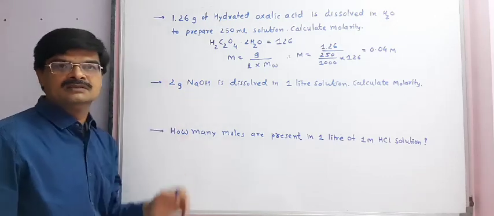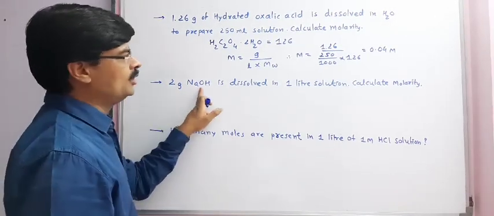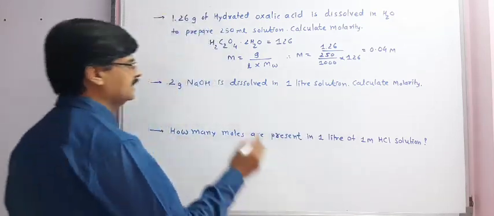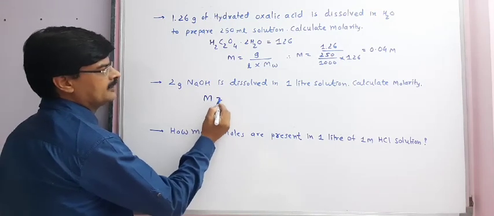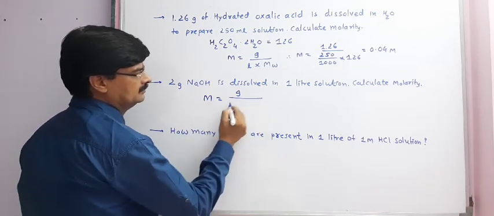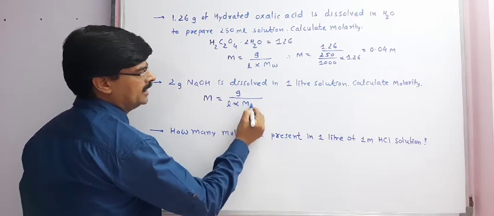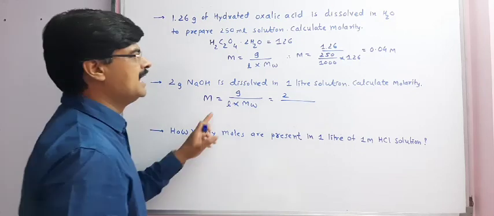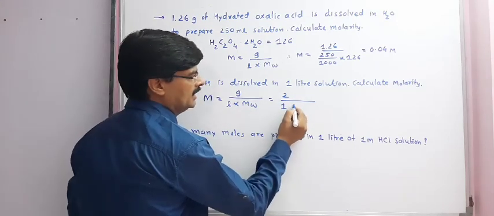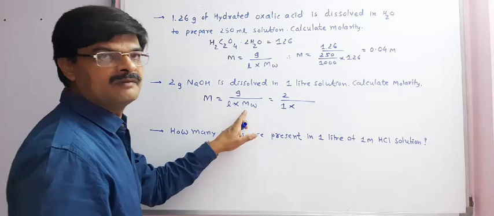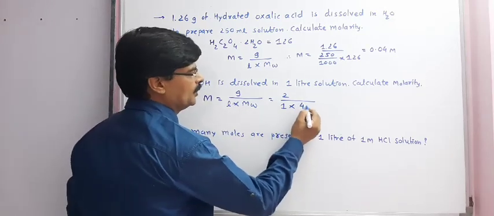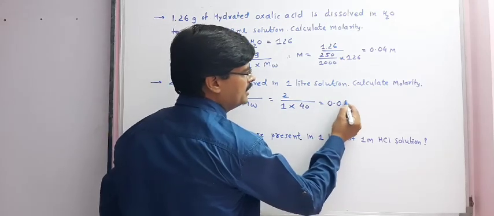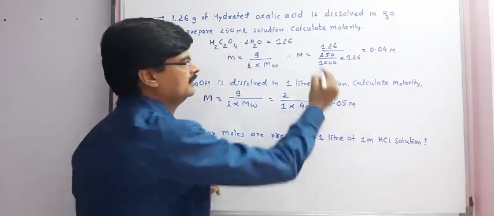Now in the next question, 2 gram NaOH is dissolved in 1 liter solution. Calculate molarity. So molarity is equal to gram per liter into molecular weight. 2 gram NaOH divided by liter. Already it is given 1 liter into molecular weight of sodium hydroxide is 40. So on solving this, we will get 0.05 molar solution.